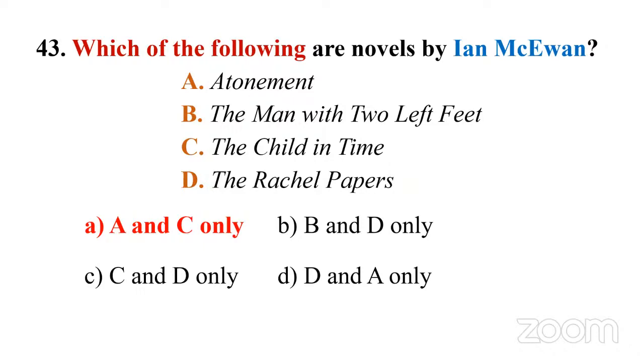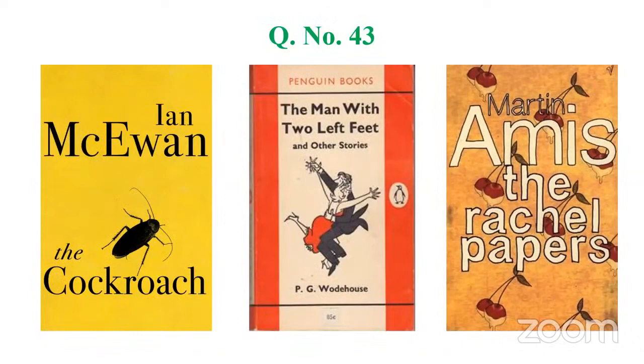So what do you have to do next? At least read the crux of Atonement or The Child in Time, or get to know the other works of Ian McEwan, because he has written a lot of works. For instance, one of his famous works, Saturday, the novel is set in a single day, like James Joyce's Ulysses. Or there are also other works like The Cockroach, his most recent work.